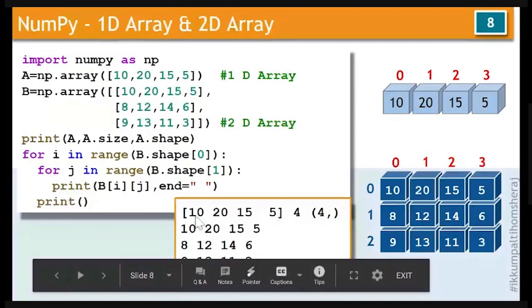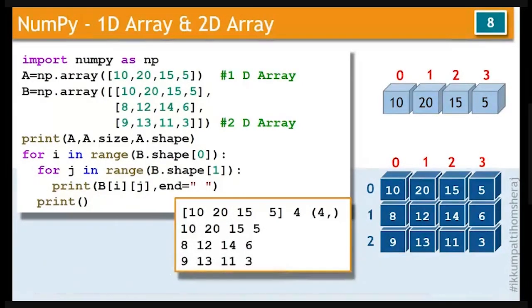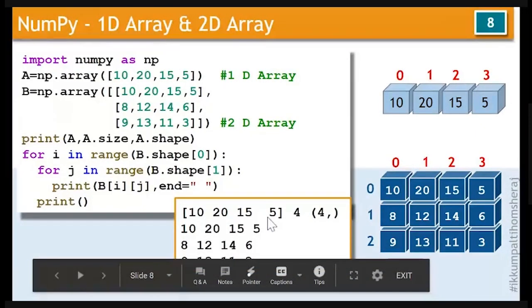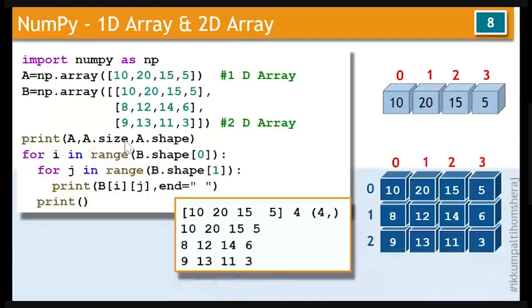The difference between the display coming from a list and the display coming from an array is that you notice there is no comma here. So when it is coming from a NumPy array, the content is going to carry no comma while displaying the content. Next to that, we are writing a.size. Size is going to count the number of elements, and the number of elements here is 4.